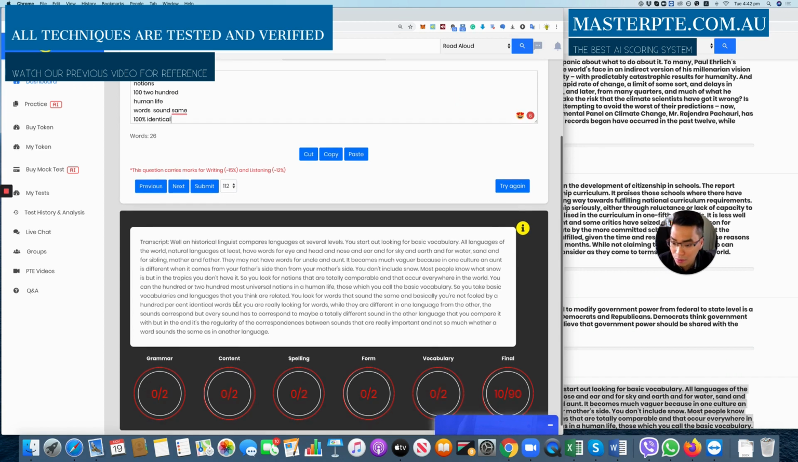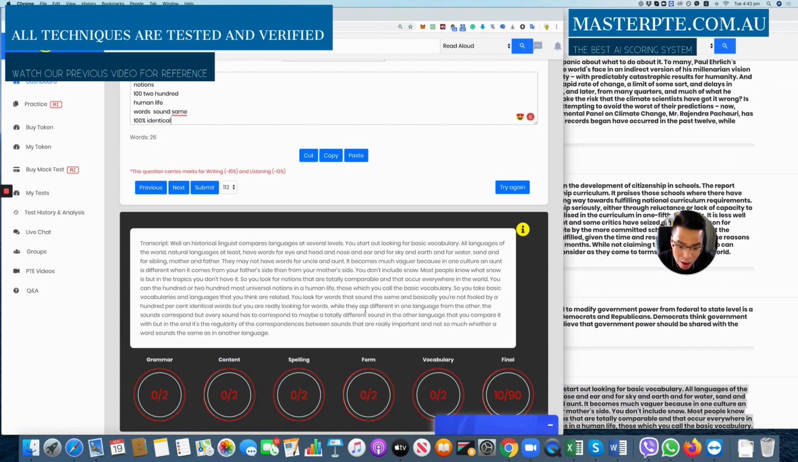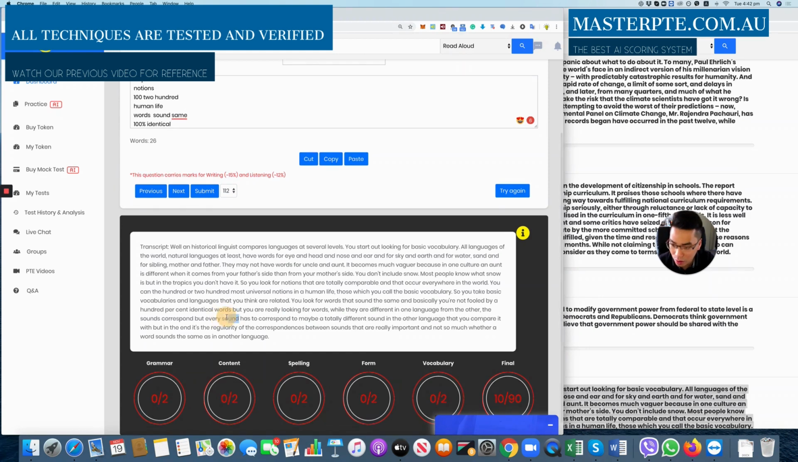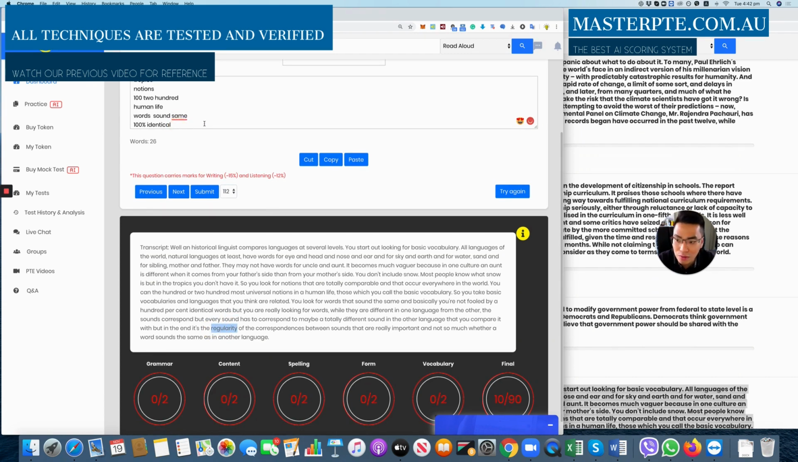Now you don't have to write down words again because you already wrote it down before. While they are different in one language from another, these sounds correspond. As you can see, they keep repeating the same keyword over and over again. If you pay attention, you should be able to note those down. A sound has to correspond to a totally different sound in the other language that you compare it with, but in the end, it's the regularity. Definitely, I think this is quite important. Put it down, even if you can't understand it.